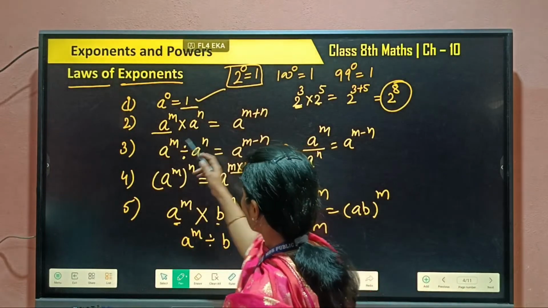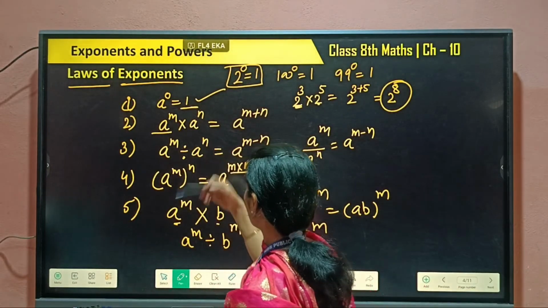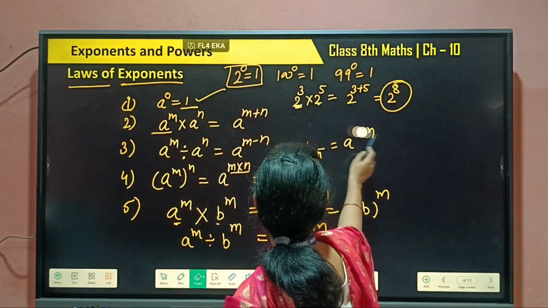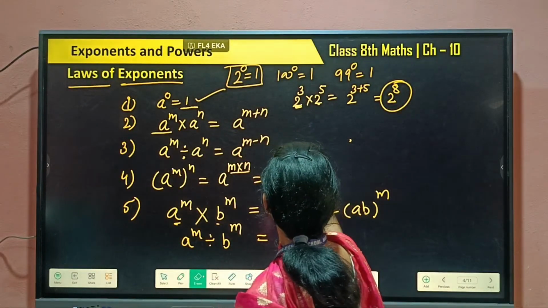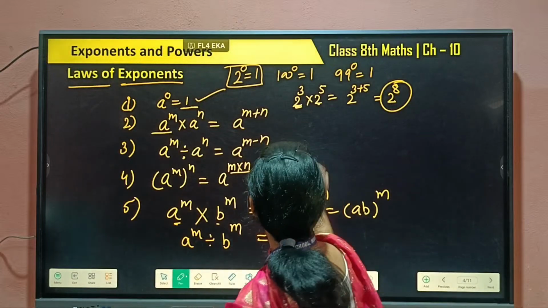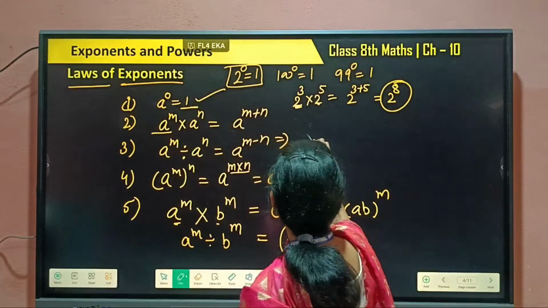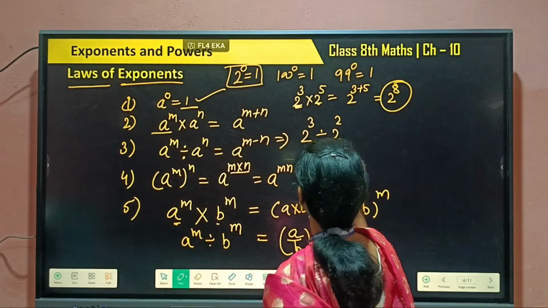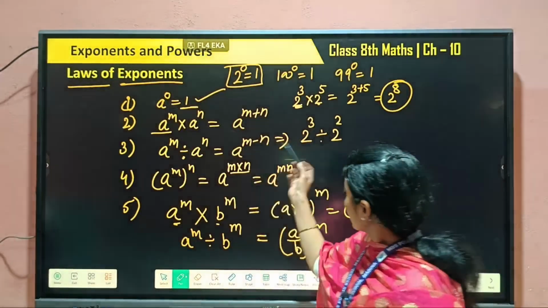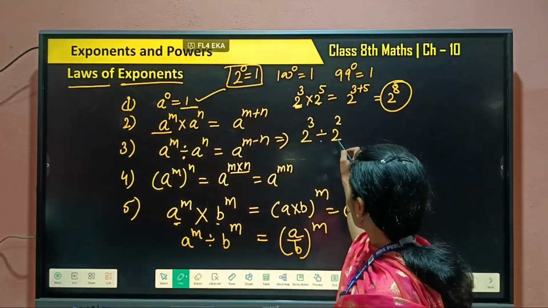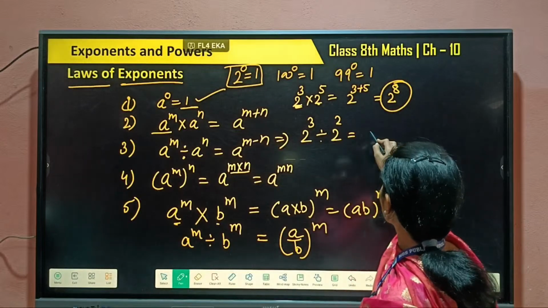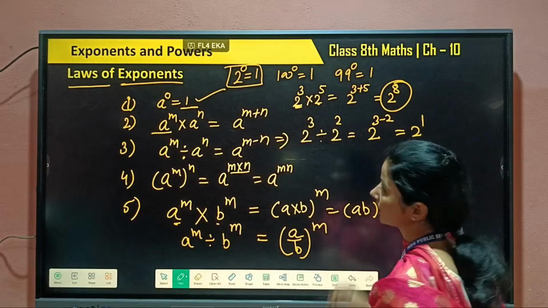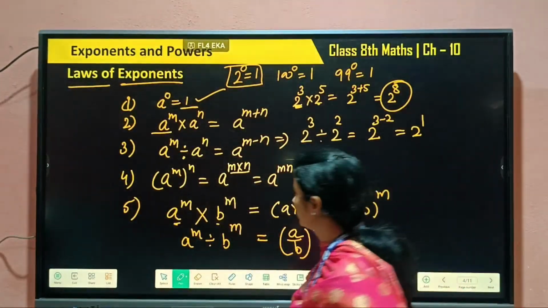Next is a raised to power m divided by a raised to power n, then a raised to power m minus n. Let us try to understand this third law with the help of an example. 2 raised to power 3 divided by 2 raised to power 2. The base is the same. It will be 2 raised to power 3 minus 2, that is 2 raised to power 1.